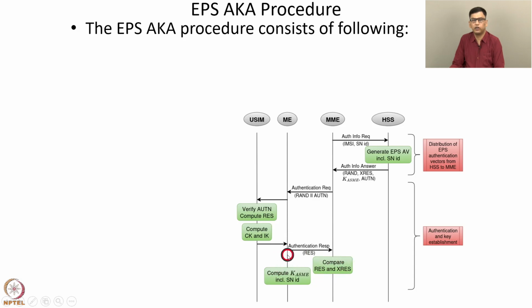Now, the mobile equipment sends an authentication response to the MME, and the MME compares the response with the expected response or XRES. If it is correct, then the USIM has successfully authenticated itself to the network. So, this is the process for authentication and key agreement. Now, let us discuss it in detail.